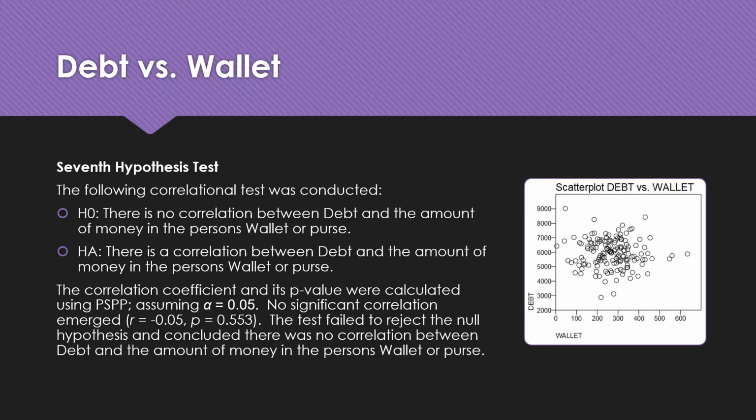So in this test, our null hypothesis would read there is no correlation between debt and the amount of money a person carries in their wallet or purse, where our alternative hypothesis would read there is a correlation between these two variables. And in this case, we have determined that there is no significant correlation. See there, our correlation R is negative 0.05, and our P was equal to 0.553, so significantly higher than our alpha of 0.05. And you can verify that with the scatter plot to the right there.